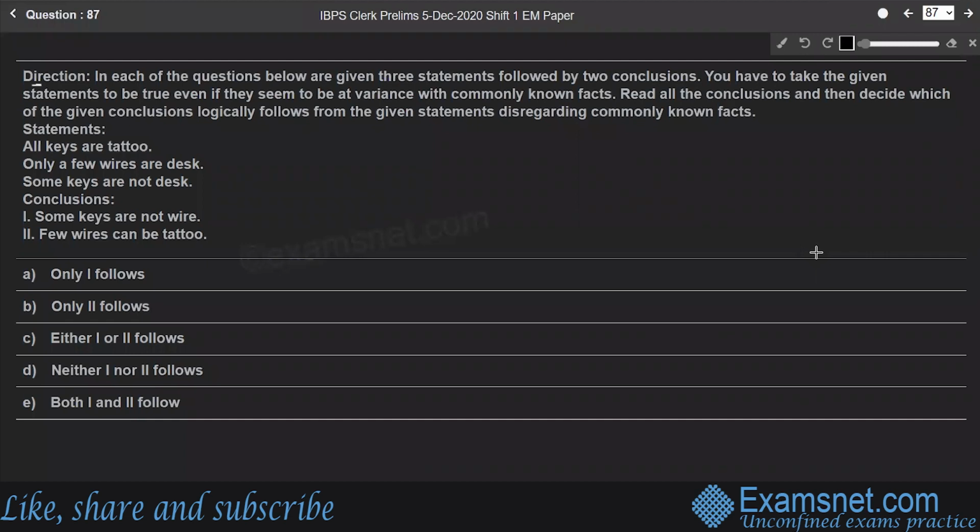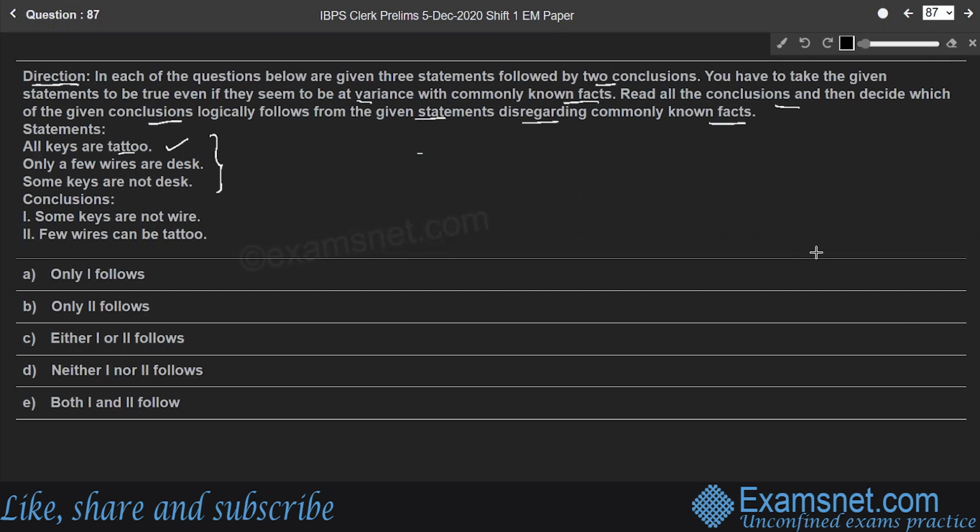Question 87. Here is the direction. In each of the questions below are given 3 statements followed by 2 conclusions. You have to take the given statements to be true even if they seem to be at variance with commonly known facts. Read all the conclusions and then decide which of the given conclusions logically follows from the given statements disregarding commonly known facts. Here are 3 statements. First statement, all keys are tattoo. I'll represent these statements in Venn diagram.